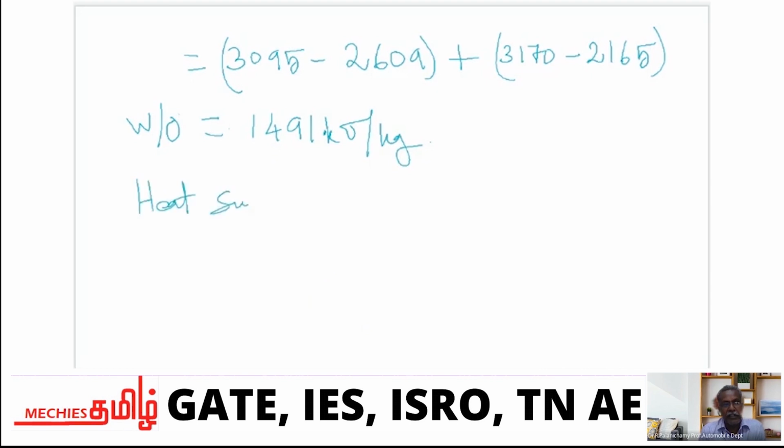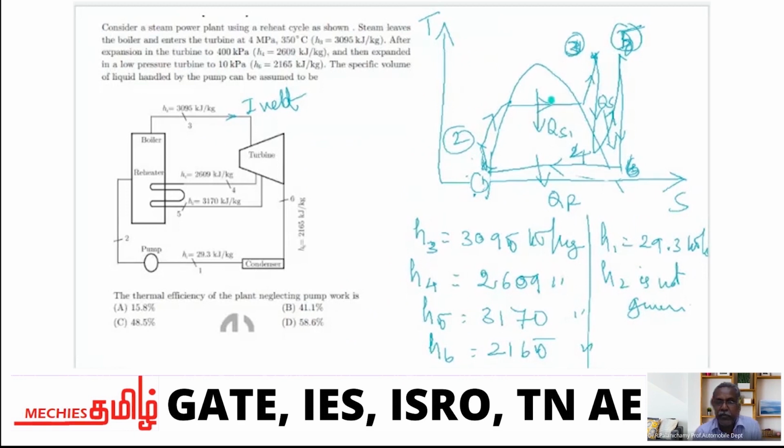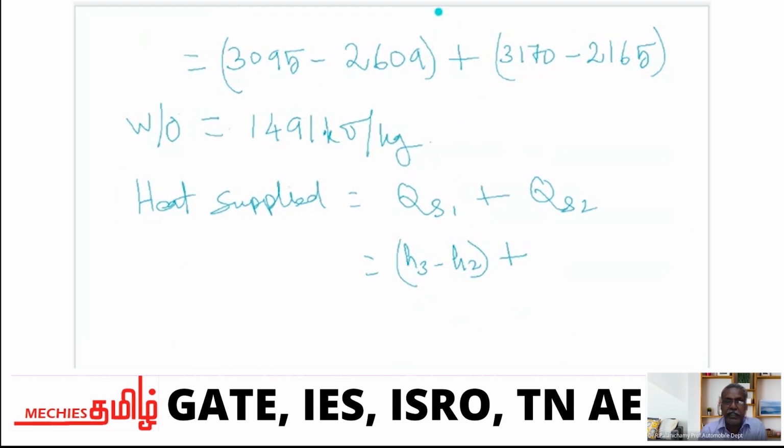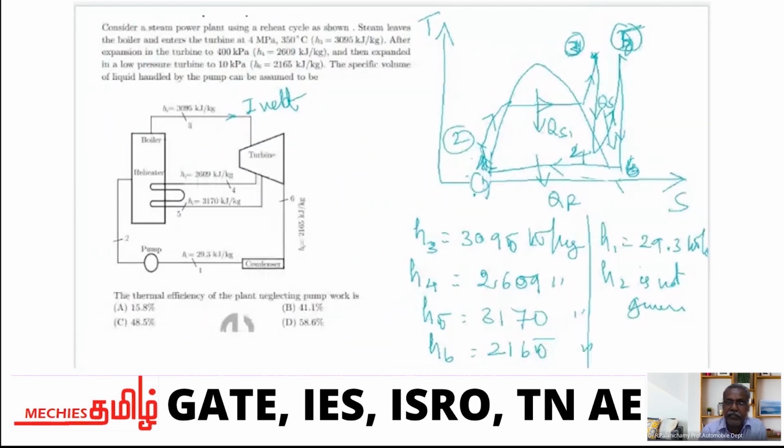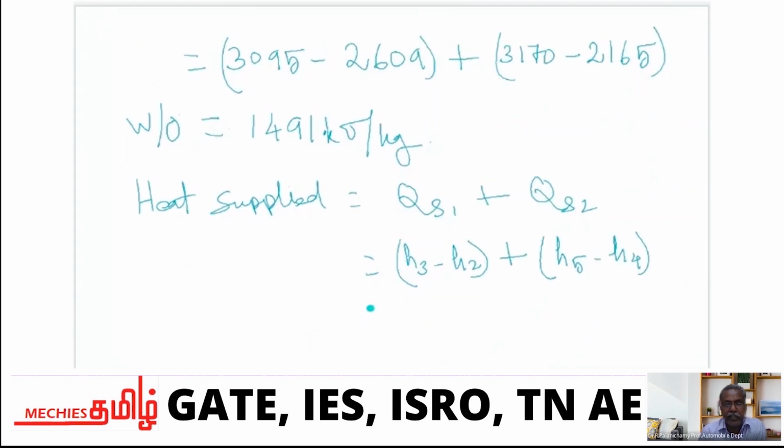Now heat supplied is also in two stages. First stage in the boiler is H3 minus H2. But since H2 is not given, we can take this as H1. Since pump work is neglected, we can take H1 equal to H2. So in the first stage H3 minus H2, plus the second stage, which is in between the two turbine expansions. This is one expansion, this is another expansion. In between these two we are supplying heat: H5 minus H4. So now substitute the values.